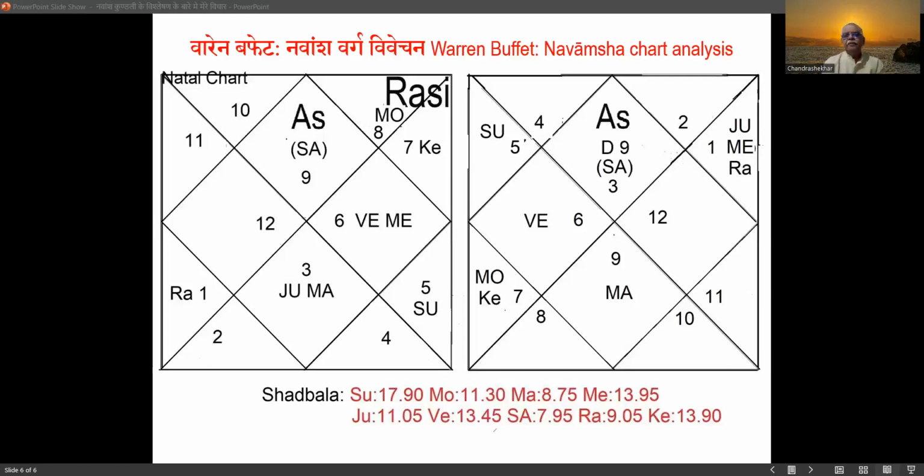Then there is some weakness to Venus because ultimately Ketu occupies his Rashi in the D9 chart. But it doesn't aspect anywhere, so it's not as bad. And Ketu is powerful, so Ketu can give some support rather, because Ketu gets 13.9.